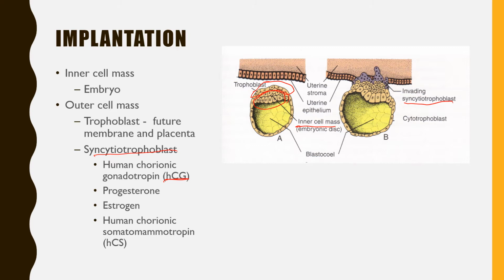But at this early stage, we are still reliant on the corpus luteum to continue to support the endometrial lining. So it has to continue to secrete estrogen and progesterone to maintain the support of that endometrial lining for the growing embryo.